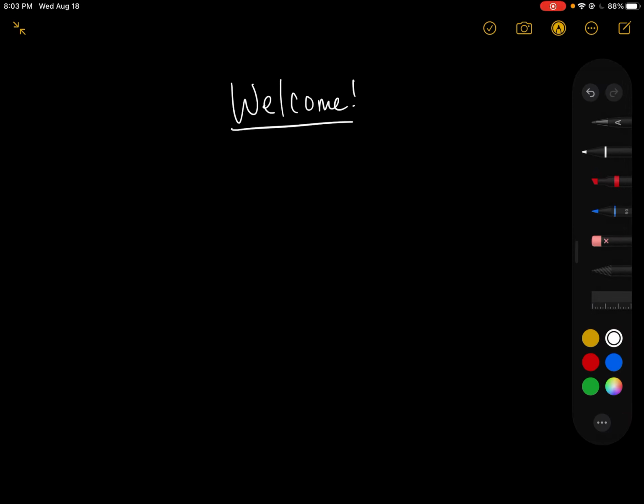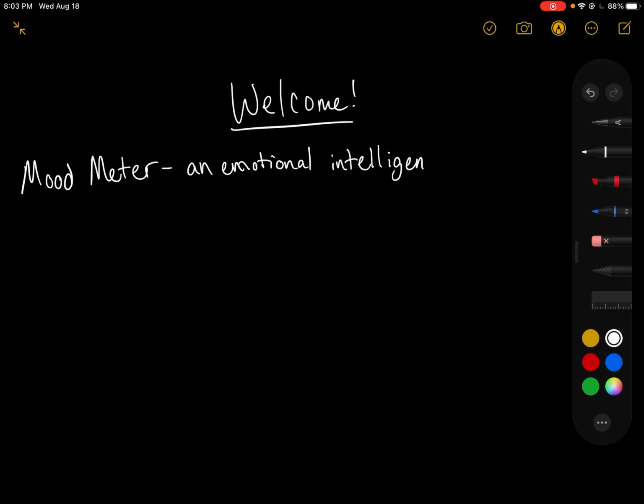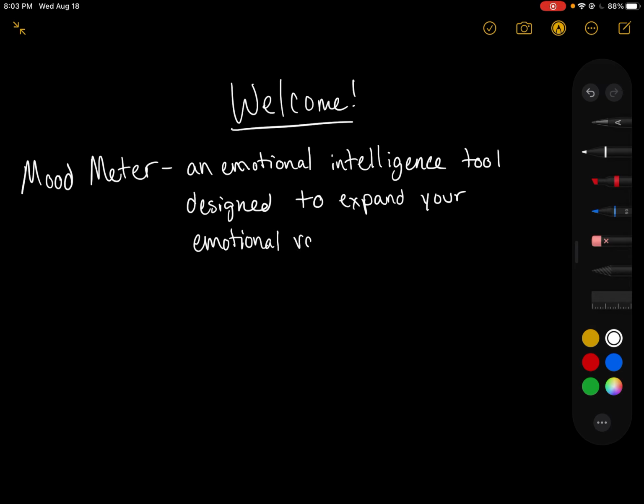The first thing that we're going to talk about is the mood meter. So the definition of the mood meter, it is an emotional intelligence tool designed to expand your emotional vocabulary and discover the nuances of your feelings.